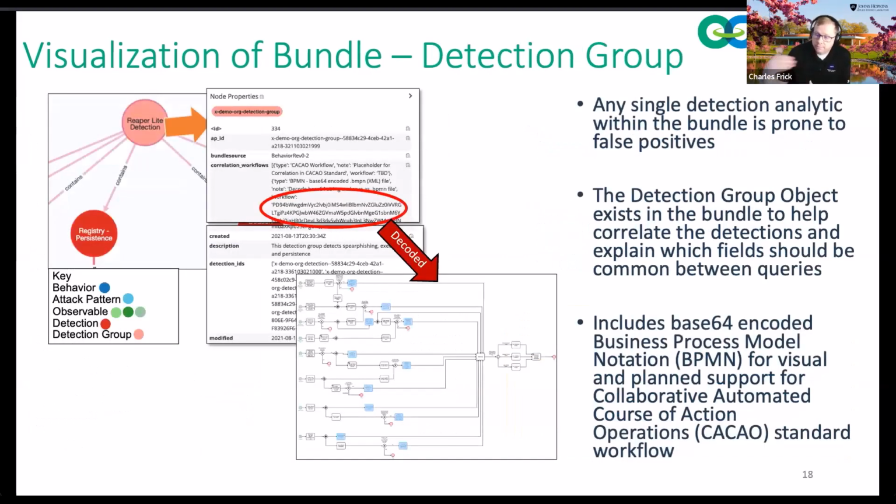Additionally, we have the correlation object in our reference implementation. We're using BPMN. We've also been working on one with CACAO, but right now, the one that's on the GitHub is only in BPMN. Some of this work started well before the CACAO spec was out, and so we've had to use multiple formats.